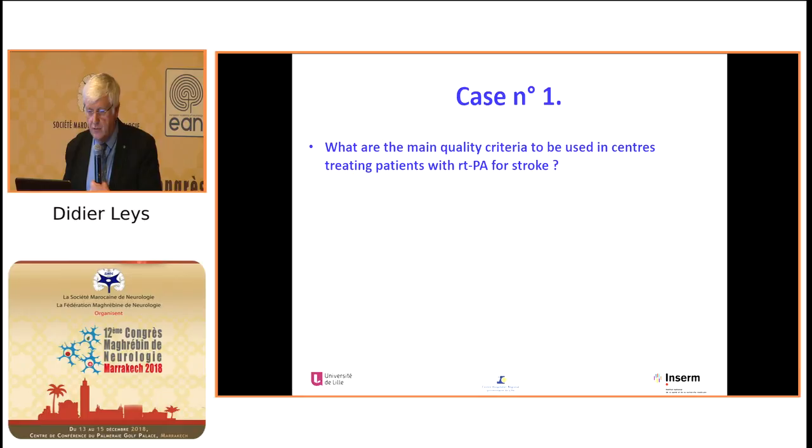Of course, we need to apply quality criteria. And what are the main quality criteria to be used in these centers? If you perform thrombectomy and thrombolysis, what will you monitor?